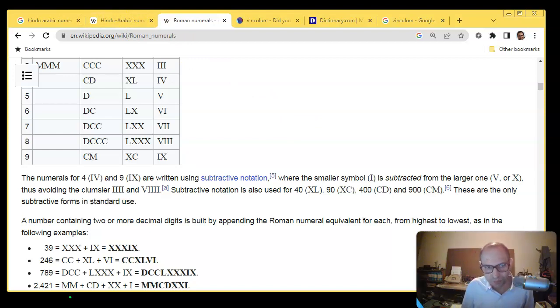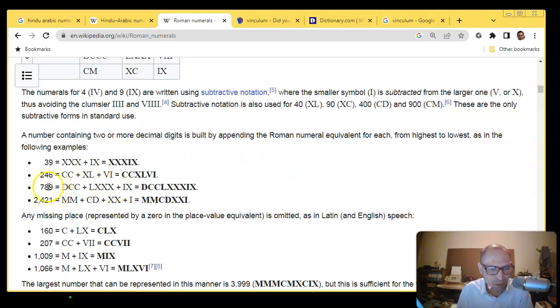Okay, so now when it comes to building numbers containing two or more decimal digits, for example, 39 has two decimal digits, 246 has three decimal digits, or 2421 has four decimal digits, then of course you have to find some way to build your number. For example, a 39 would be a 30 plus a 9, meaning 3 tens would be a 30, and then a 9 would be a 10 minus 1. So then it becomes XXXIX.